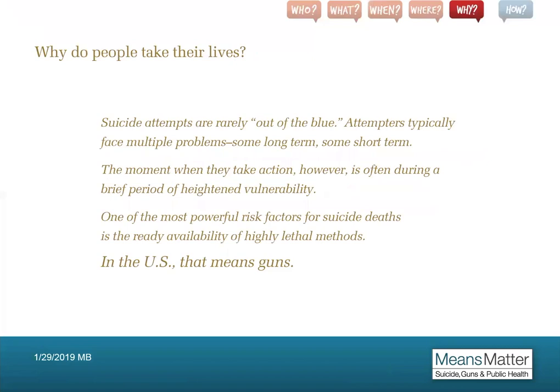Suicide attempts are rarely out of the blue. Attempters typically face multiple problems, some long-term, some short-term. The moment when they take action is often during a brief period of heightened vulnerability. So this is what we went over before. One of the most powerful risk factors for suicide deaths is the availability of highly lethal methods. In the US, that means guns. Guns are the most lethal method.